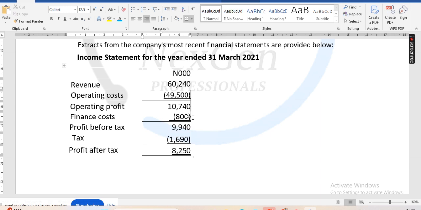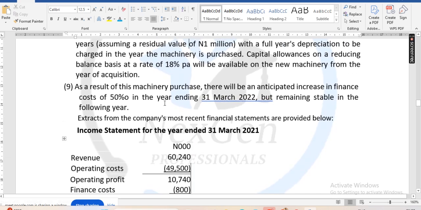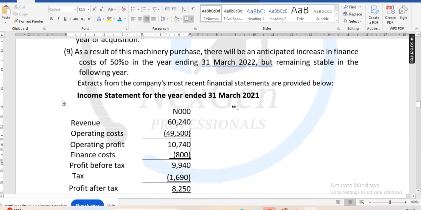If it is financial modeling, some people say we do the financial modeling from scratch, because they don't have financials. Now, this is 800, which means that it will increase by 50% in the year ended 31st March 2022, but remain stable in the following year. Because the question says that we should determine the income statement for 31st March 2022 and 2023, we will increase it by 50% in 2022. It will remain stable in the following year. You don't need to increase it further. And that is the end of our analysis.